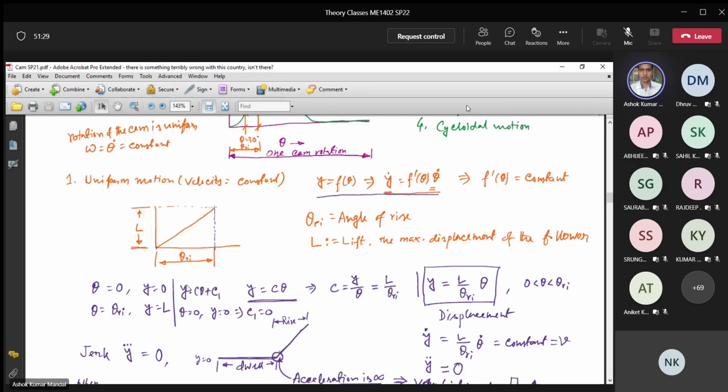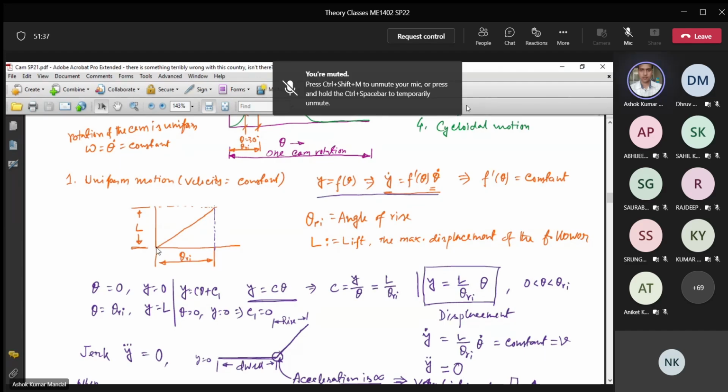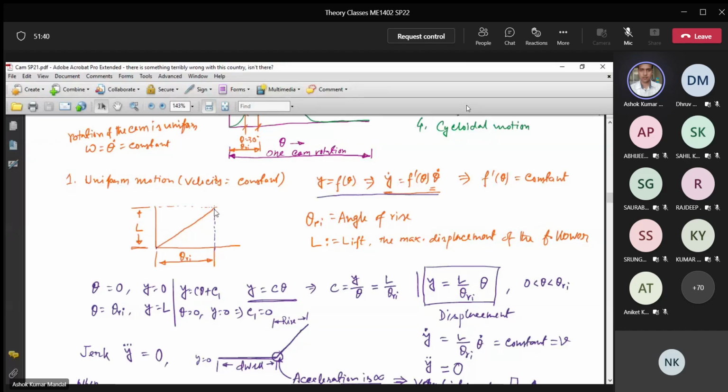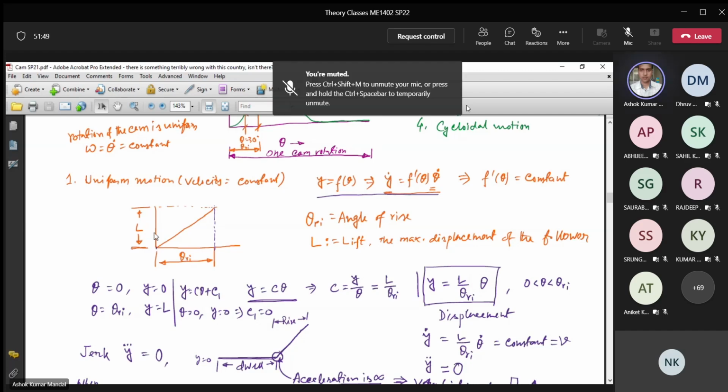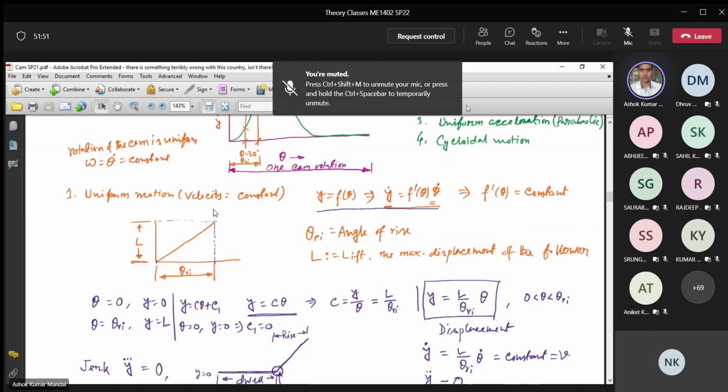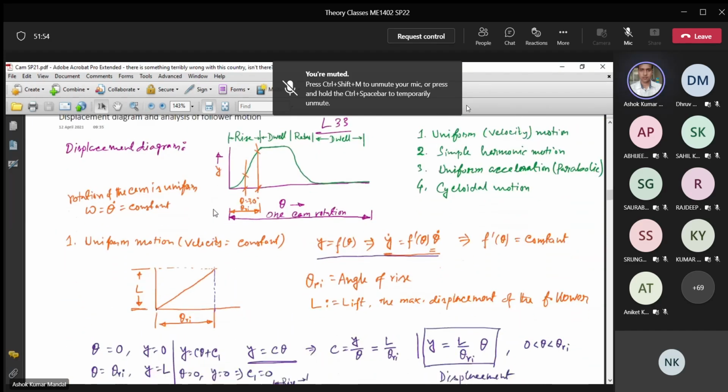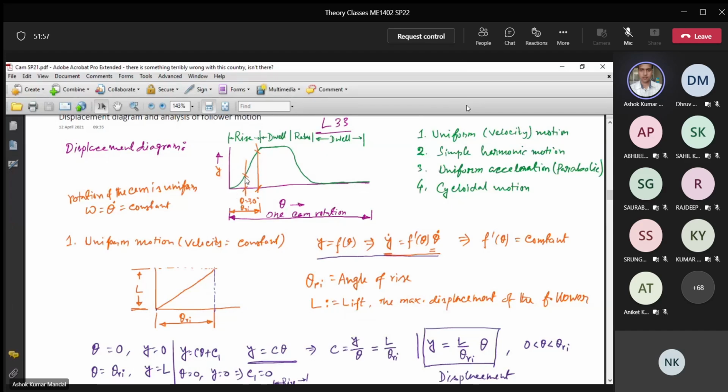Now let us check the condition of this motion. If it is uniform motion, started from this point. This is the y-axis. The maximum movement of the follower during rise: this portion of the follower motion is called rise. The follower moved from the minimum position to the maximum position. This is called rise.